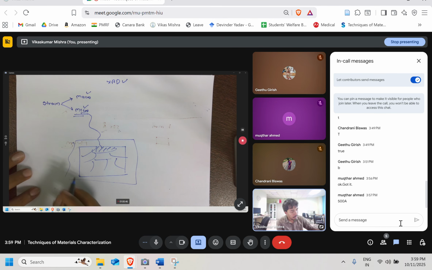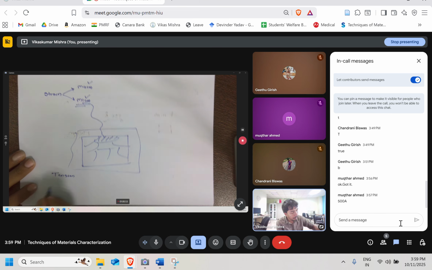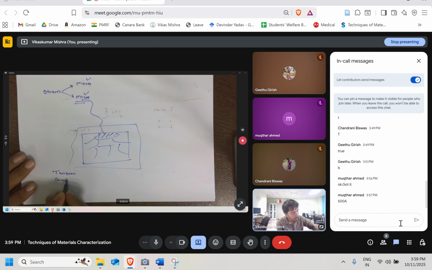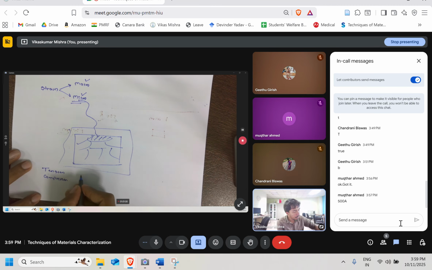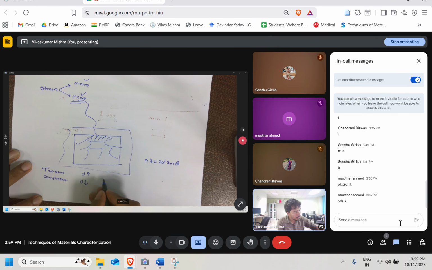Macro strain is the one where a sample can be either under tension or under compression. With tension, the d-spacing is going to increase; with compression, the d-spacing is going to decrease. We know that n lambda equals 2d sine theta. So similarly, in one case theta will decrease, and here theta will increase. We are just seeing the effect.